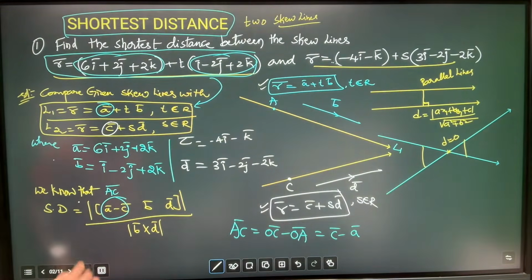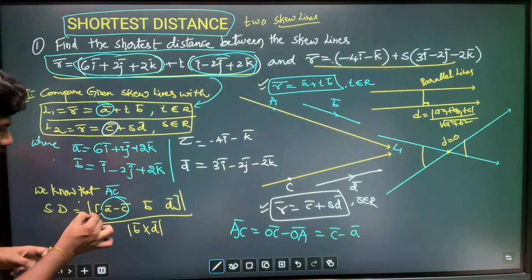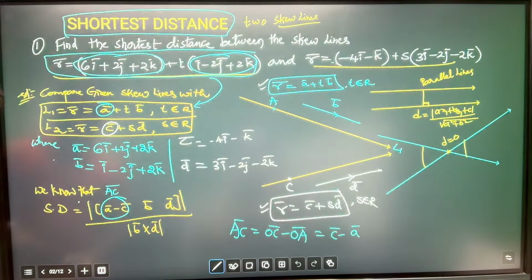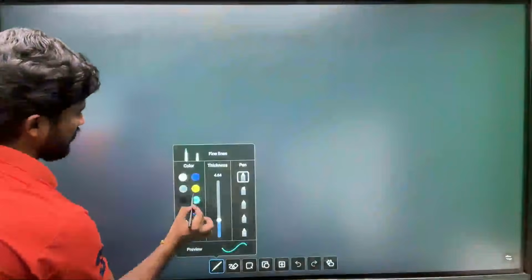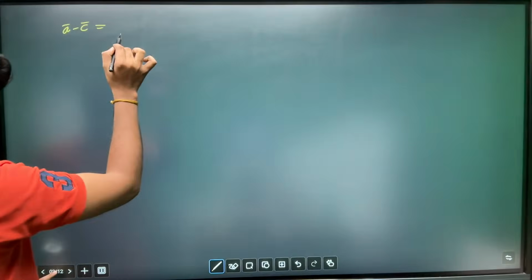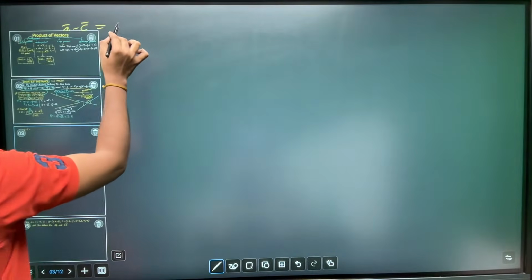Okay, so now what we have to find ma? First of all we have to find a bar minus c bar value. A bar minus c bar value find cheyandi ma. So next slide lo sir chudandi. So now find first a bar minus c bar. Before going to find that box value, a bar minus c bar value find cheyandi ma.